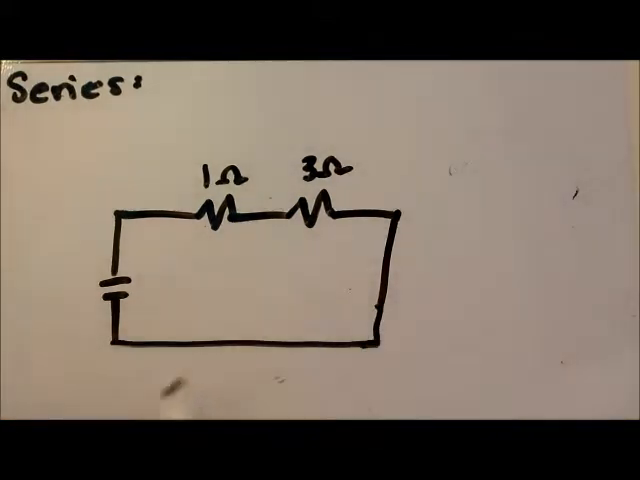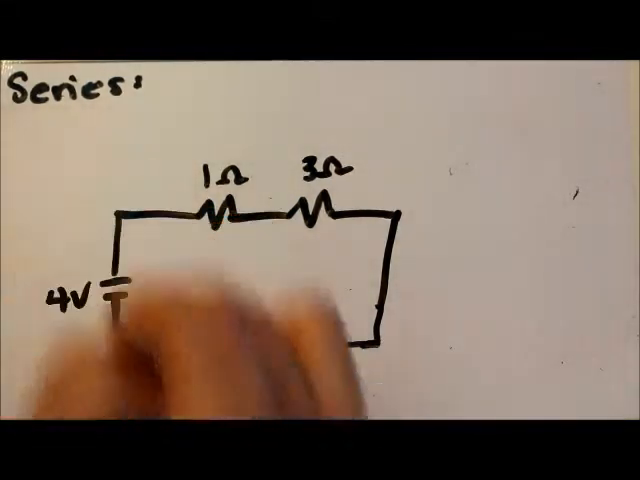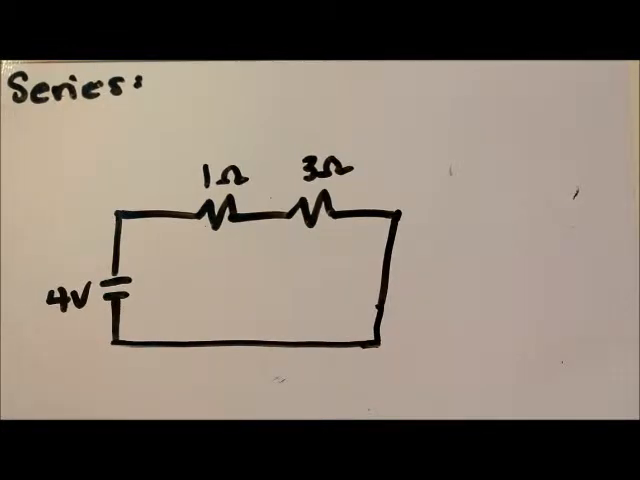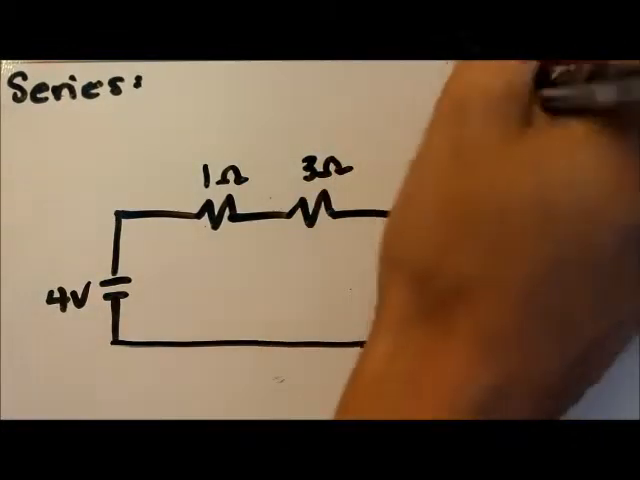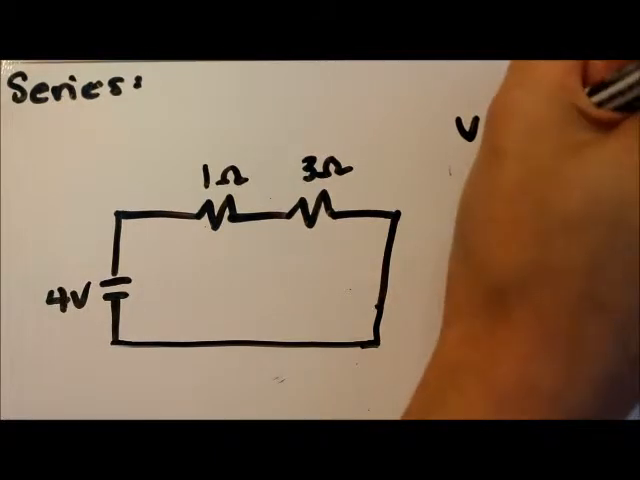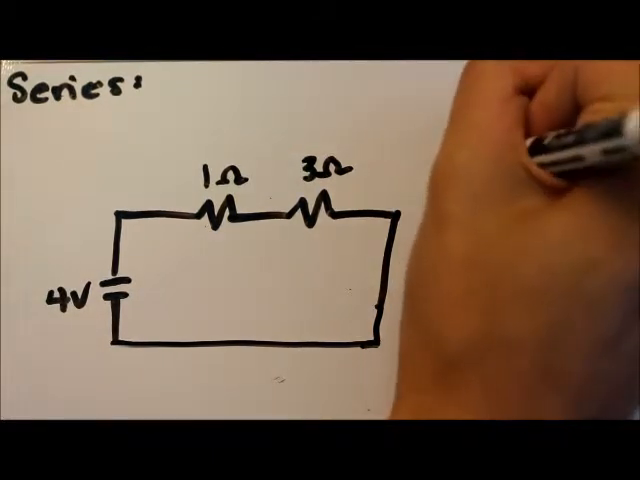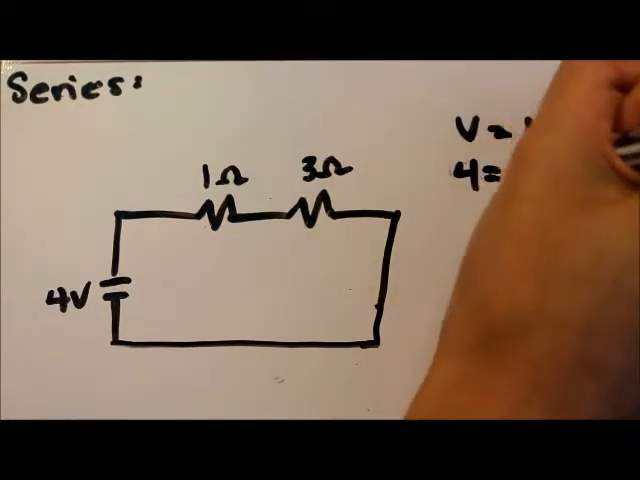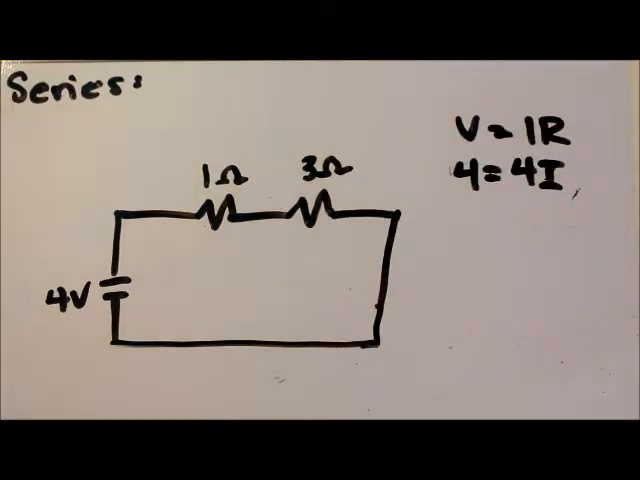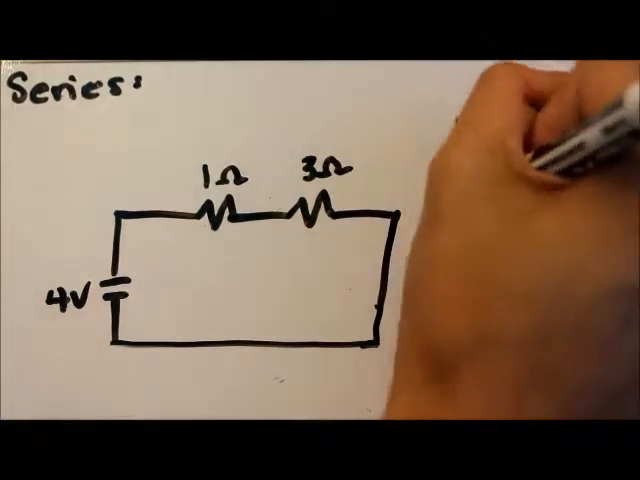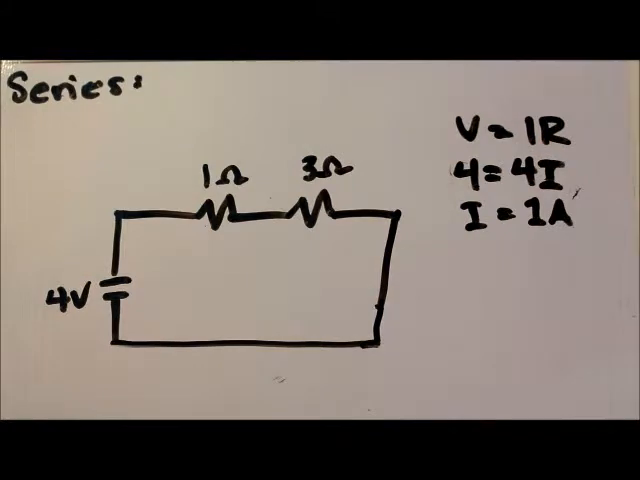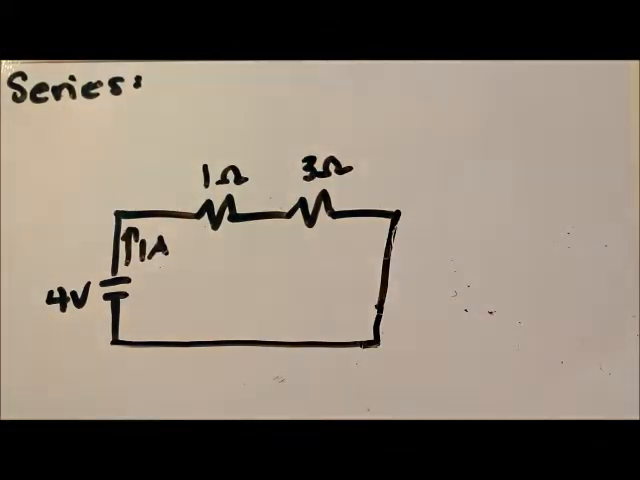Let's take our same resistor as before and give it a 4 volt battery. We know that in order to calculate current, we can use Ohm's law, V equals IR, or 4 volts equals your current times your total resistance, which we found to be 4 ohms. Once we've solved, we find that our current will be 1 ampere. Now that we know current, we can solve for the voltage drop across each resistor.